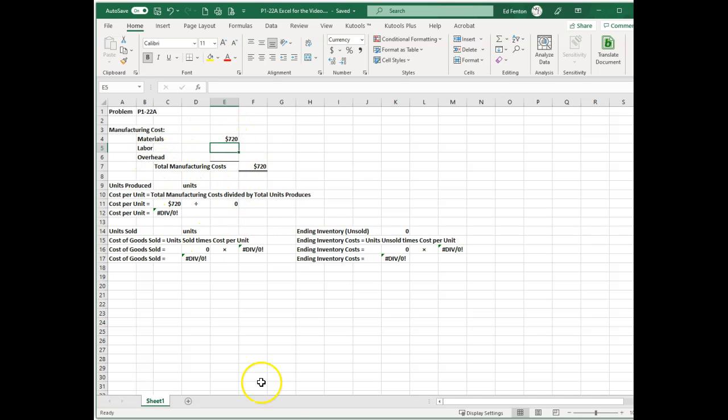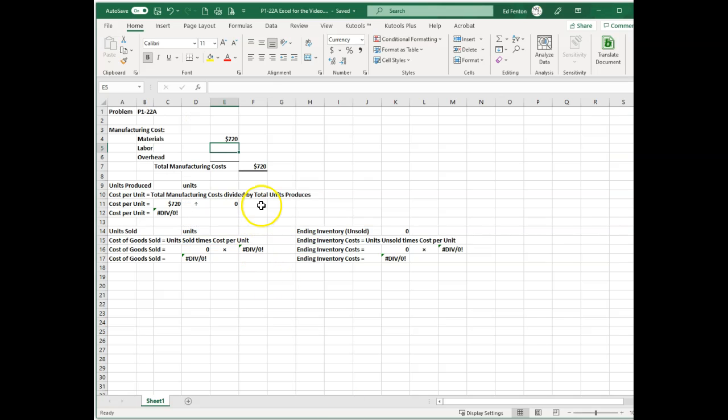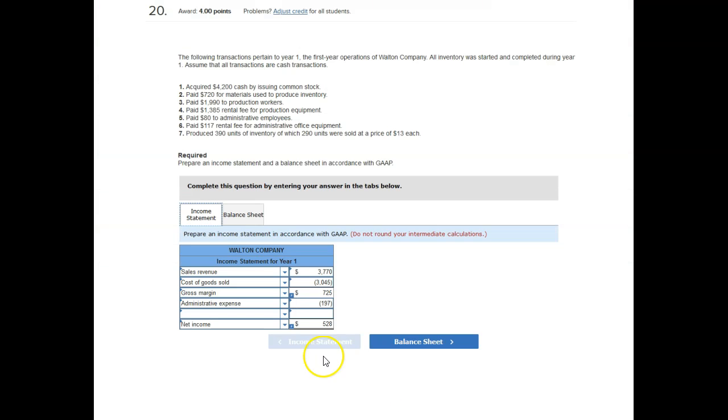The next thing we need is labor. Let's go back and pick up labor. $19.90. Let's plug that in. There we go. And let's pick up overhead. The way this is worded, it's $1,385 rental fee for production equipment. So you're using the equipment for manufacturing, for production. So we're going to use this as overhead.